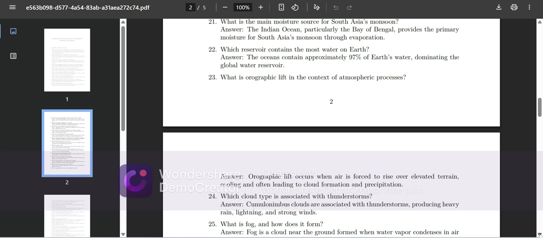Which reservoir contains the most water on Earth? The oceans contain approximately 97% of Earth's water, dominating the global water reservoir.